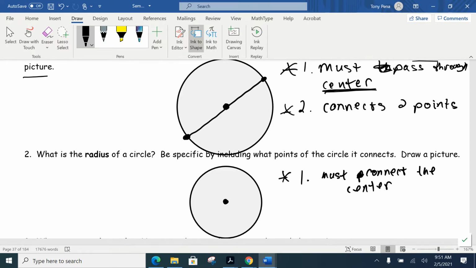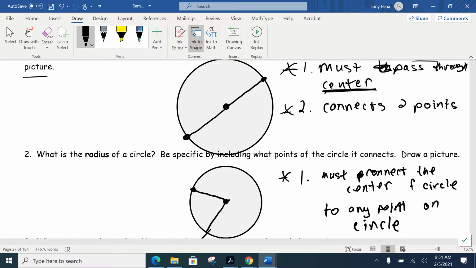So find the center of your circle. I guess it's not really bullets, it's just one statement. We must connect the center of the circle to any point on the circle. So there's a whole bunch of radii possible here. If I put my dot right here and connect it to the center, that's a radius. If I put my dot over here and connect it, that's a radius. We have all kinds of different places we could have drawn in our radius.